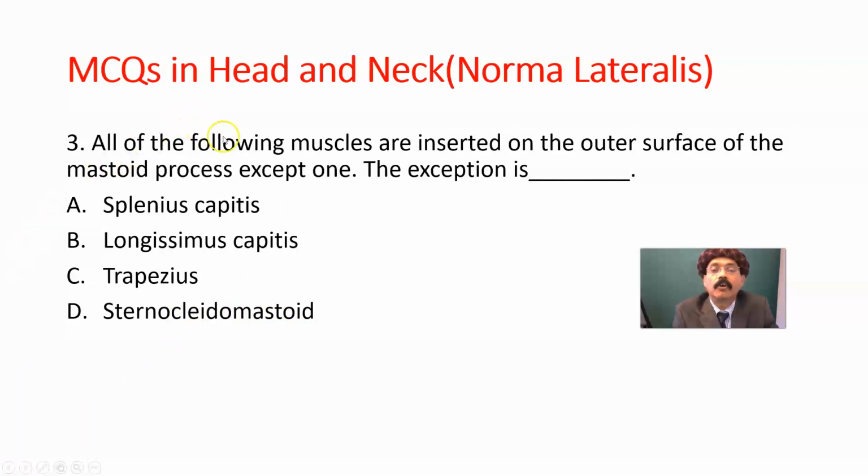Question number 3. All of the following muscles are inserted on the outer surface of the mastoid process except one. The exception is what? Splenius capitis, longissimus capitis, trapezius, sternocleidomastoid. Which does not insert to the outer surface of the mastoid process of the temporal bone? Answer should be trapezius. C is the answer.